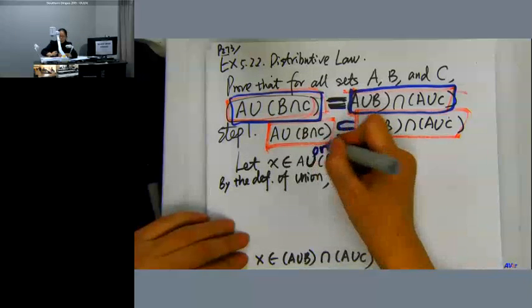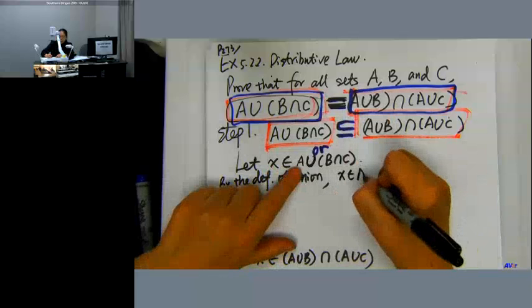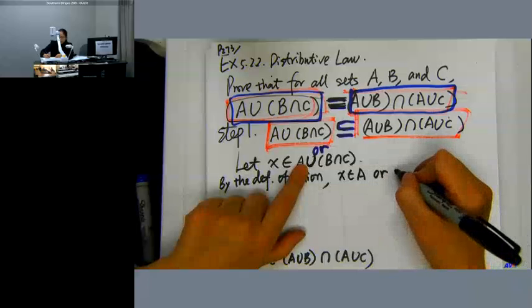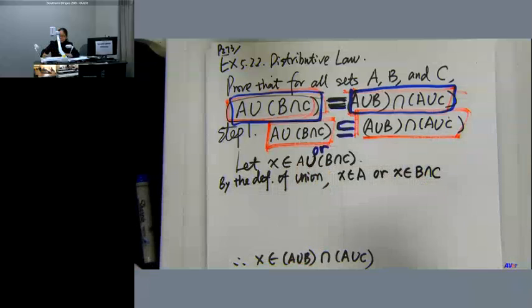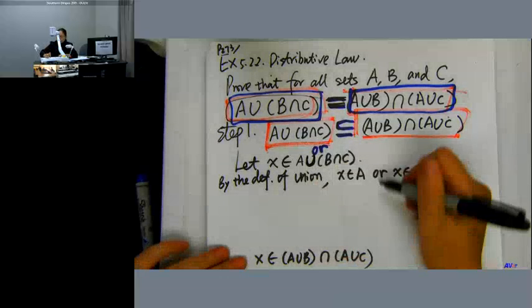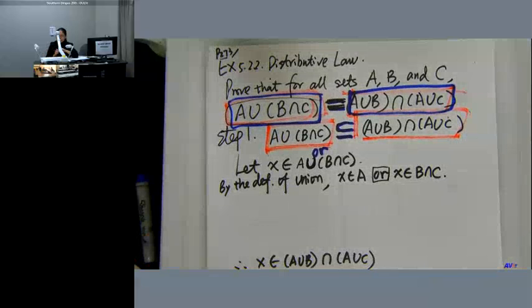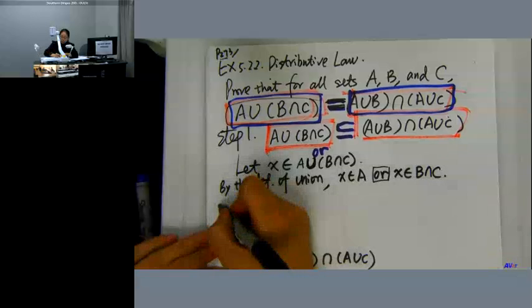All you have to do is write it in words. So by the definition of union, X is in A. When I see this symbol union, it means the English word or. X is in what? Yeah, B and C, right? Is this right? Okay, all I did is change this symbol U to the English word or, because that's the definition. So there are two cases: maybe X is in A, maybe X is in the intersection. So I'm going to do two cases.